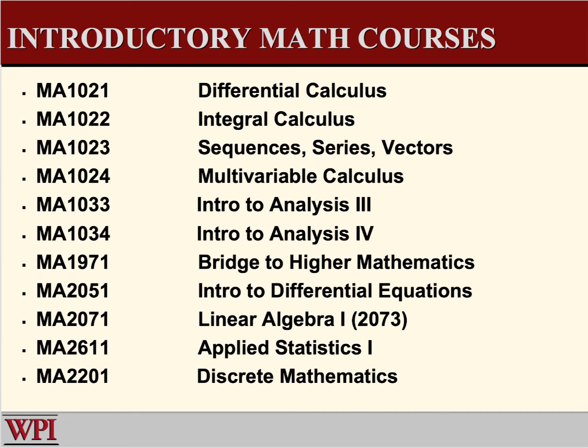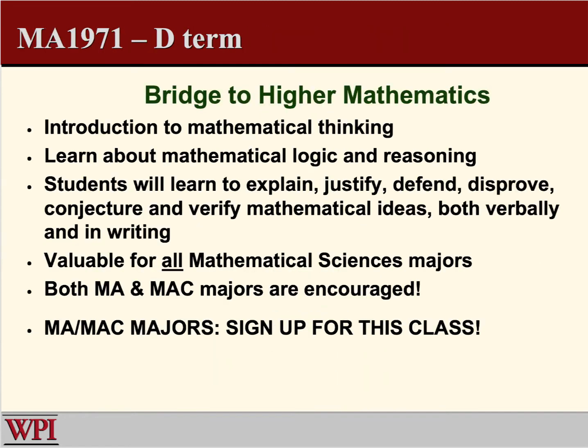One key one that we want to focus on is Math 1971, Bridge to Higher Math. This is a course that runs in D term, and it really is incredibly useful to take as a math major or an actuarial math major. This introduces you to mathematical thinking, logic, and reasoning.